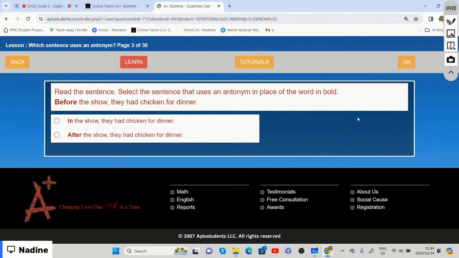So we say, before the show they had chicken for dinner. We choose the opposite. Do we say in the show they had chicken for dinner or after the show they had chicken for dinner? So the opposite in meaning of before, is it in or is it after? So the opposite of the word before, and yes, it is after. So well done. After, or the second one, is correct.